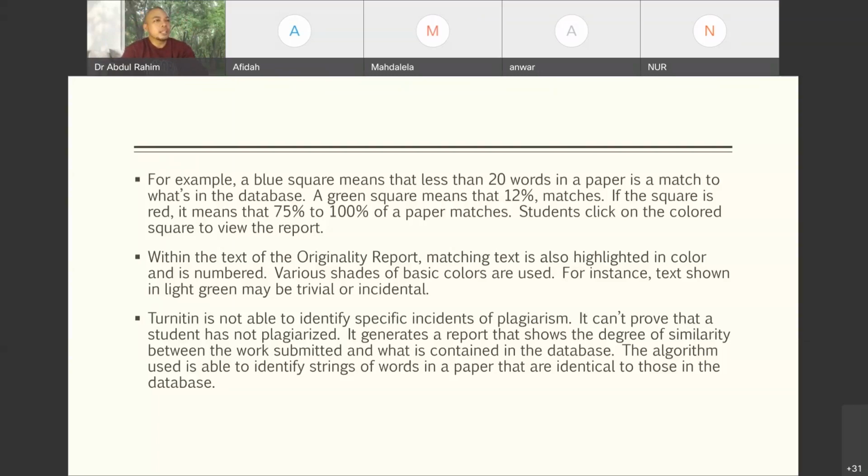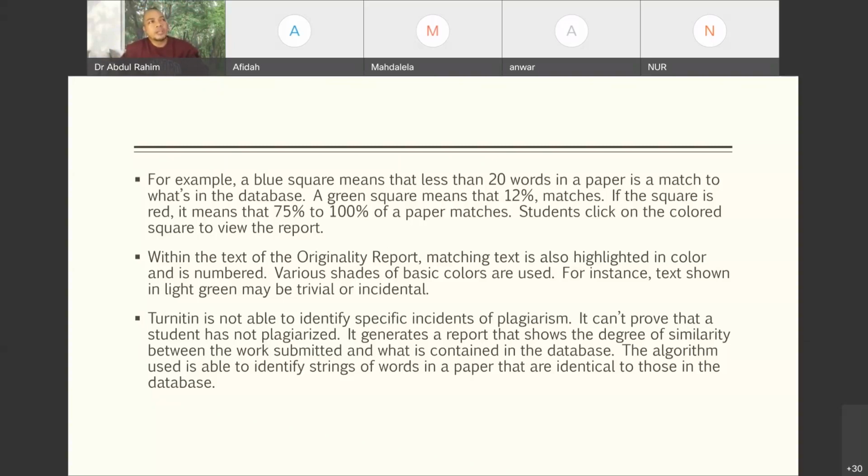Okay, the student clicks on the colored square to view the report. Later on I will show it to you, how to see it clearly. Within the text of the original report, the matches are highlighted in color and numbered. This is very important because we can trace the numbers from the report, so it is all convenient for us.